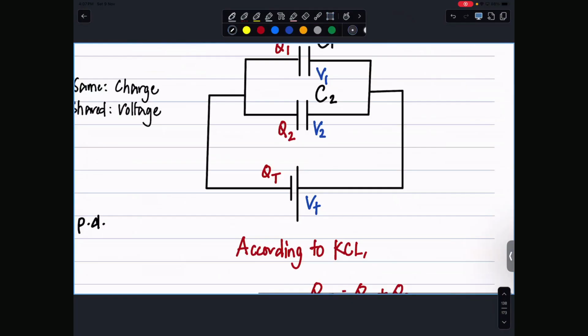And parallel, I think, should be easy as well. What's the same for parallel? Yeah, voltage. And what is shared in the branches? Yep, so shared charges.